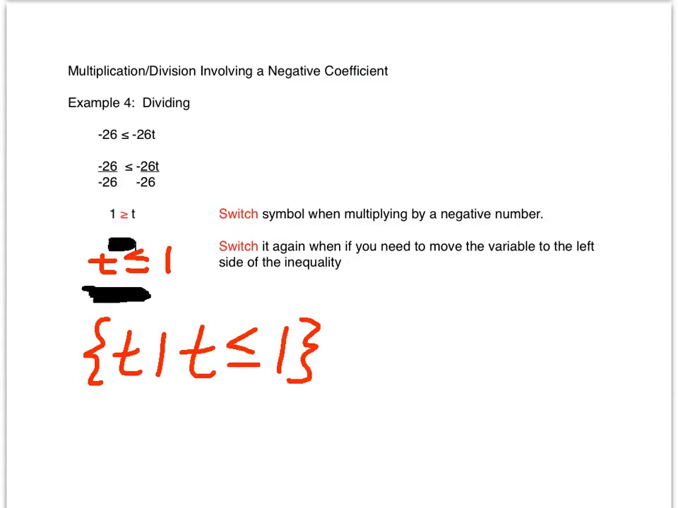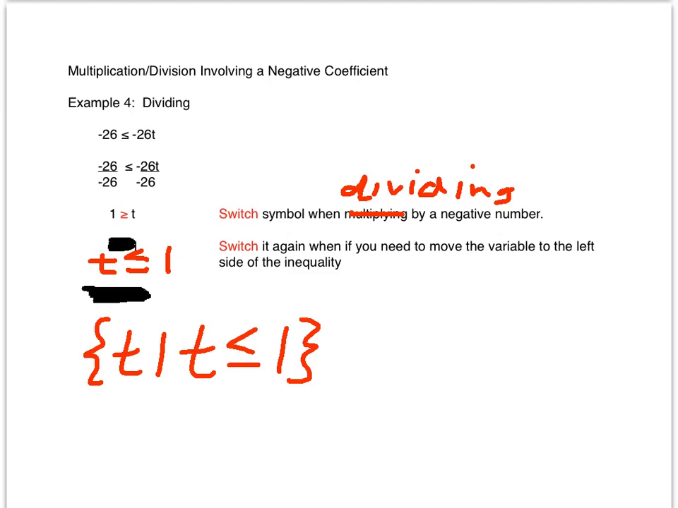In example 4, we will solve an inequality by dividing by a negative coefficient. Negative 26 is less than or equal to negative 26 times t. We need to divide both sides by negative 26. Because we divided by a negative, we have to switch our symbol. So the answer would be 1 is greater than or equal to t.